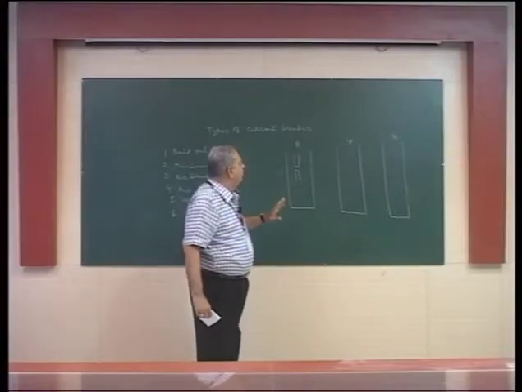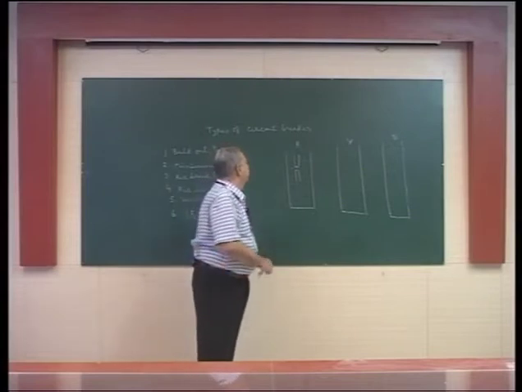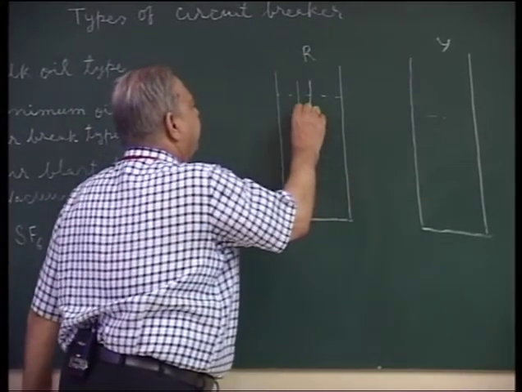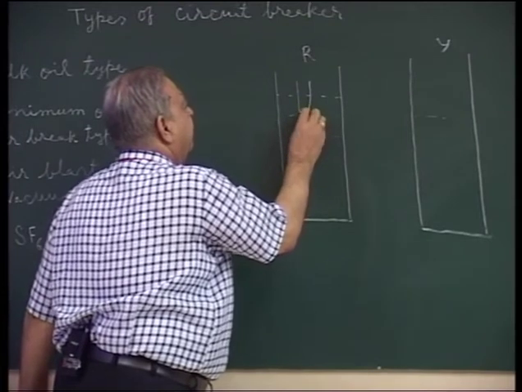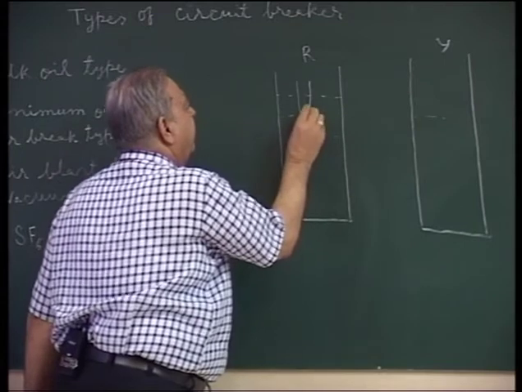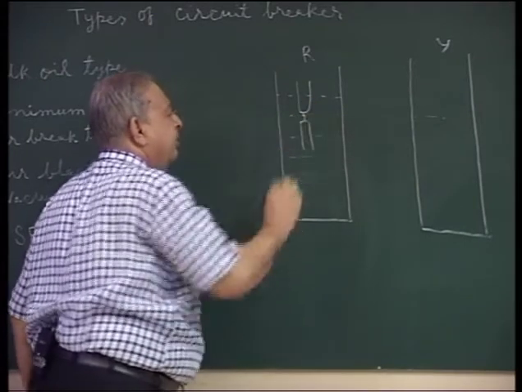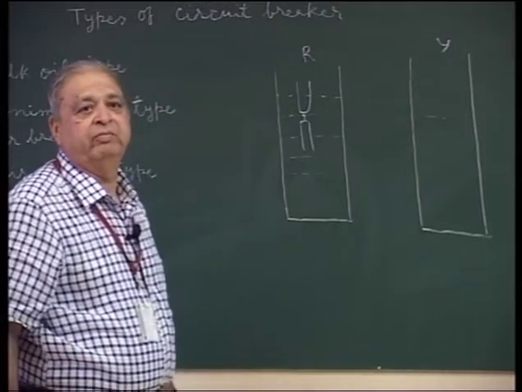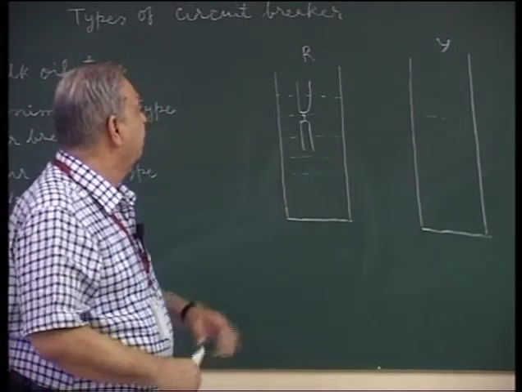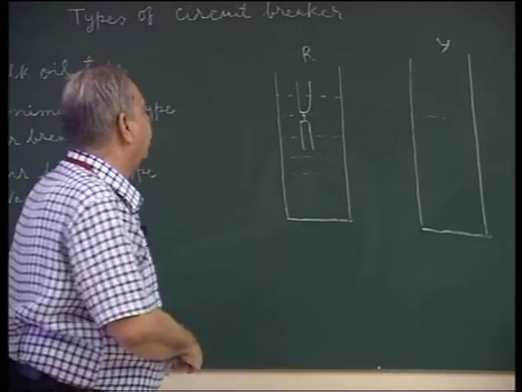So the oil which was required for insulation purposes, that is avoided. Now when the contacts separate, the arc is struck between these 2 points, and only this much oil will participate in the arc quenching. As this oil is insufficient, we put arc chutes.